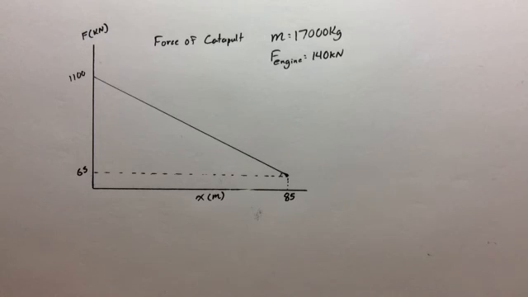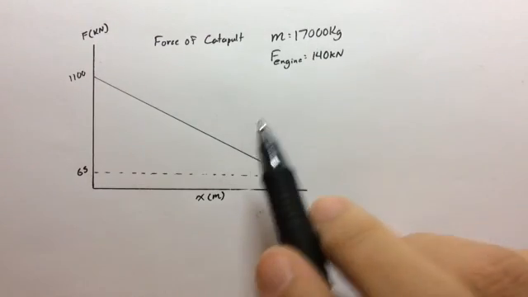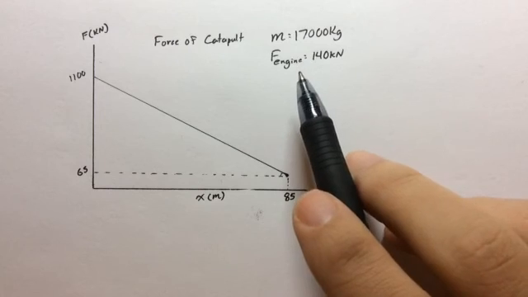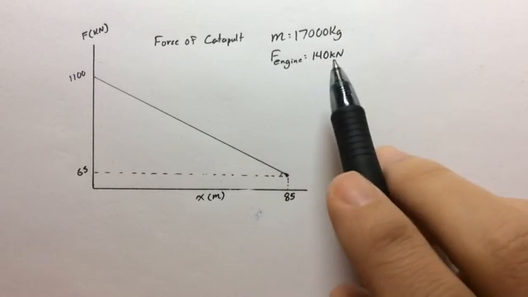Alright, well we have problem 6.14 on your homework. And this is talking about a jet. It's taking off from an aircraft carrier, and there is a catapult that's also propelling it. This jet is 17,000 kilograms. It's got an engine force. The force of the engine on the jet the whole time is about 140,000 newtons.